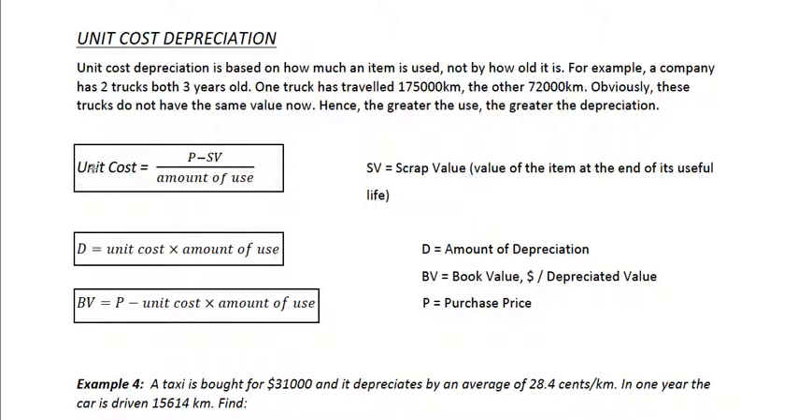Let's have a look at how we can calculate a couple of things. First of all, we can look at the unit cost. This is how much that item is depreciating for each time it is used. So what we do is we take the total cost of the item altogether, or the amount that has depreciated over its life. So this is the depreciation. And we divide it by how much it has been used. And what we'll get is an amount, or the depreciation per use. In other words, that's what the unit cost represents.